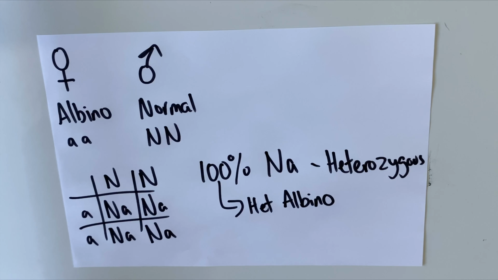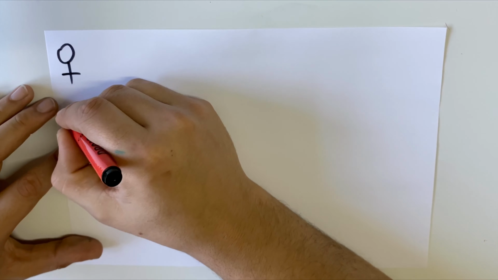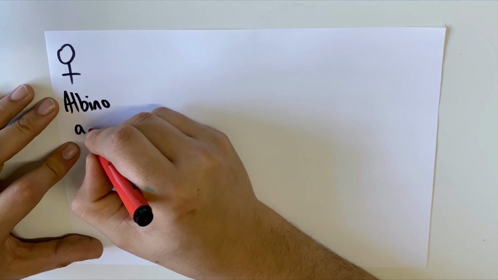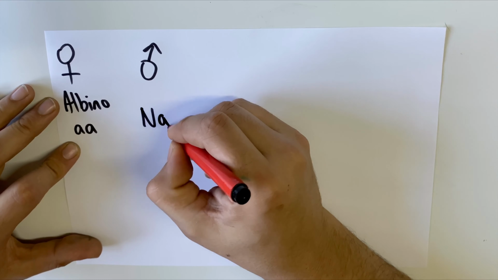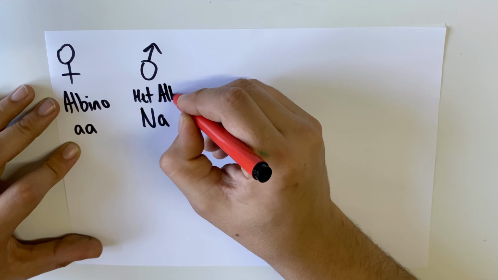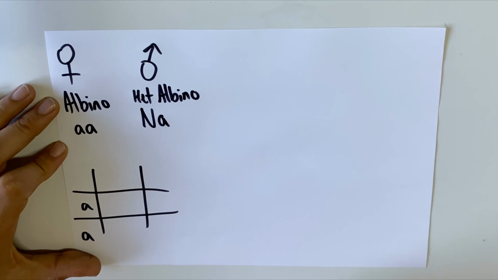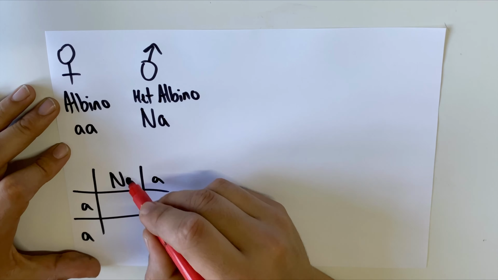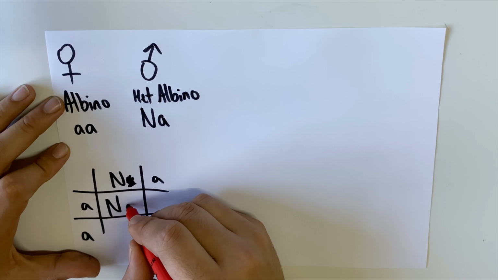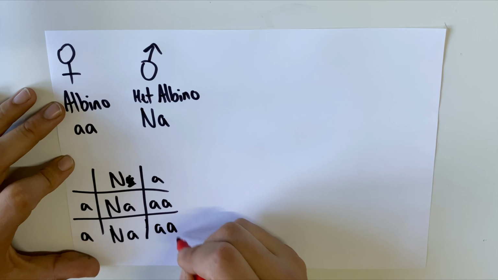And finally, what I'll show is what happens when you breed a visual to a het. So if we keep that same female who is an albino, and she'll be a little a, and we breed her to a male who is definitely a het, okay? So this is a het albino. You will see that, here's the female genetics, so little a, the male would be either capital N or little a. So you'd have capital N, little a, capital N, little a, little a, little a, little a, little a.